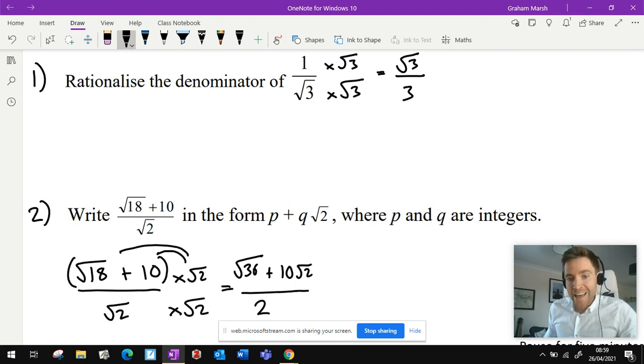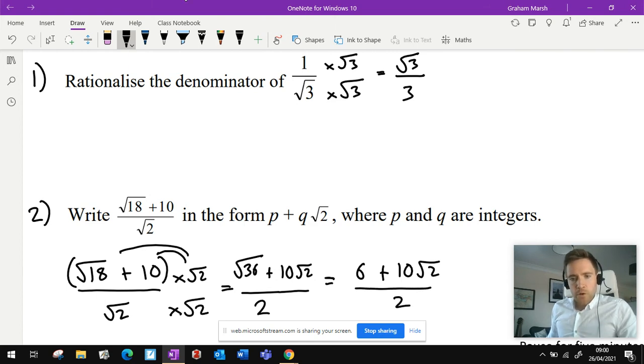Remember, it's not root 10, so it doesn't multiply inside the surd. So it's going to be a 10 and a root 2. Root 36, of course, you'll notice is in fact 6. Can't really do anything with this 10 root 2. That's pretty close to the answer, but we're looking for it in this form. So we have to divide both the terms by the 2. So we'll do that in the final step.